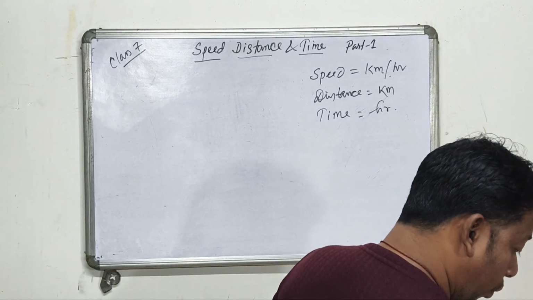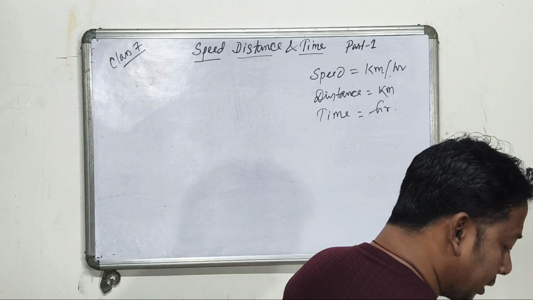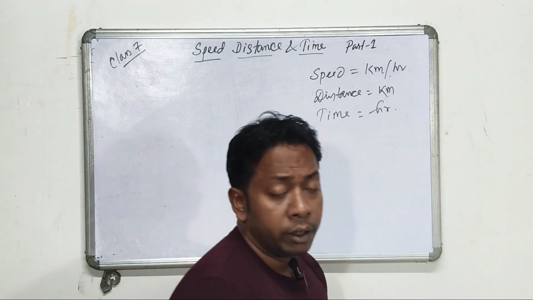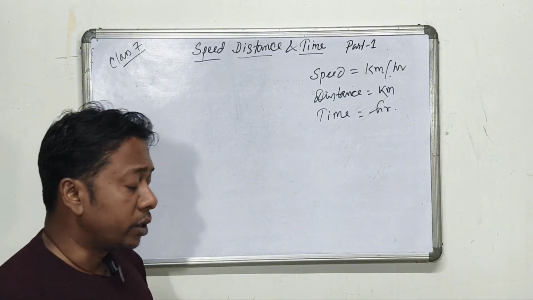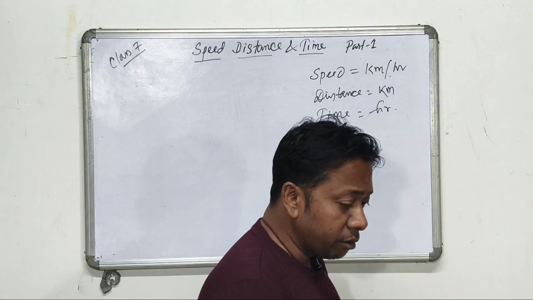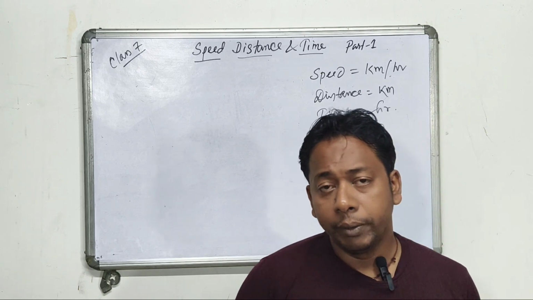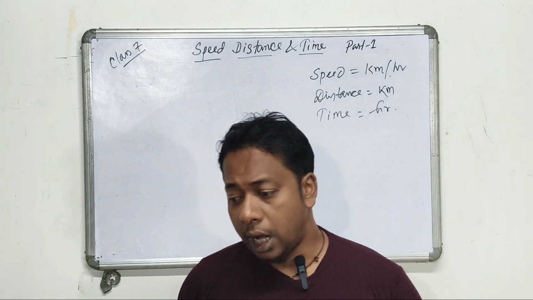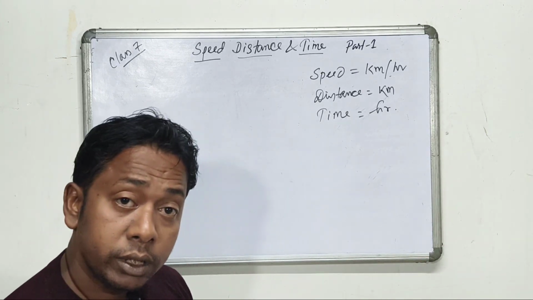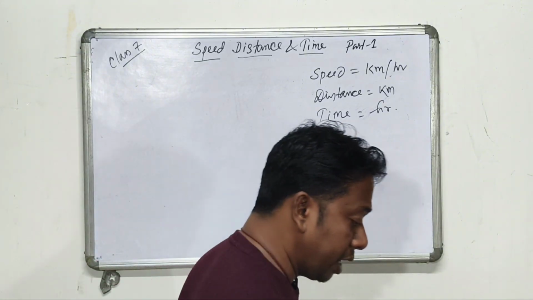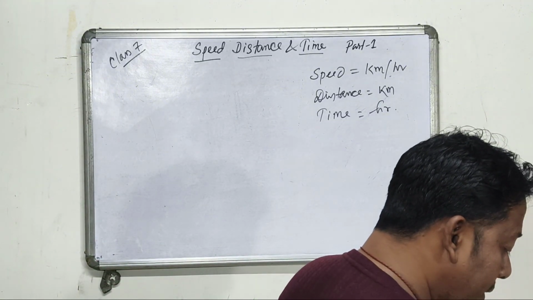Now question number 4. A panther runs at the speed of 80 km per hour. What distance will it cover in 90 minutes? Here 80 km per hour is given and they are asking about the 90 minutes. So the unit is mismatched. The given value is in hour and the asking value is in minute. So be careful. Convert into the same unit.